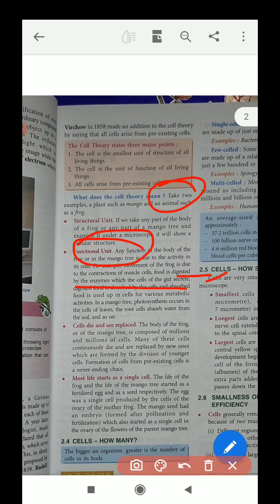Here is some outcome of cell theory. You can see that the cell is the smallest unit of structure, and the cell is the unit of function of all living things, same thing. All cells arise from pre-existing cells. So after that, what does the cell theory mean? Structural unit, what is the meaning of structural unit?